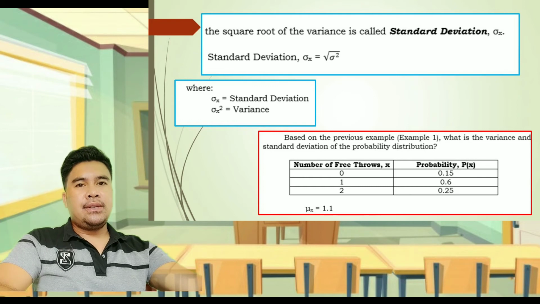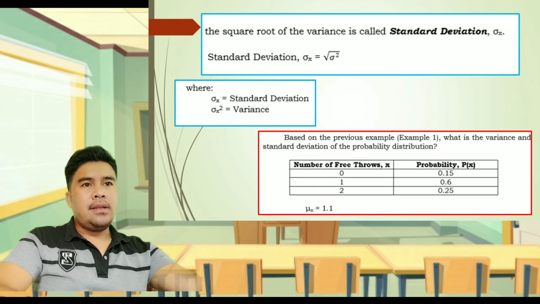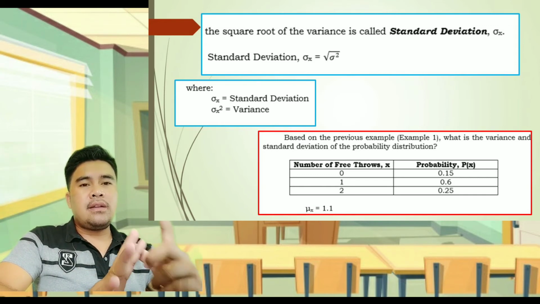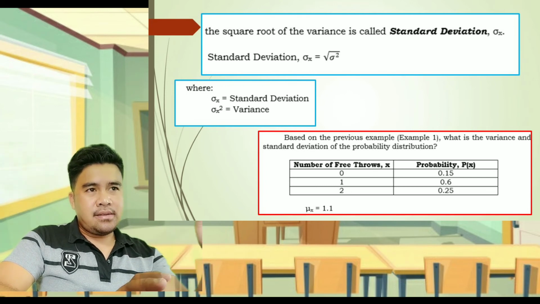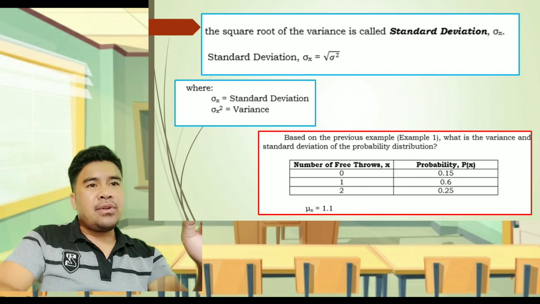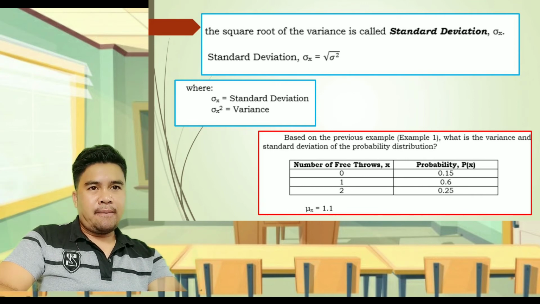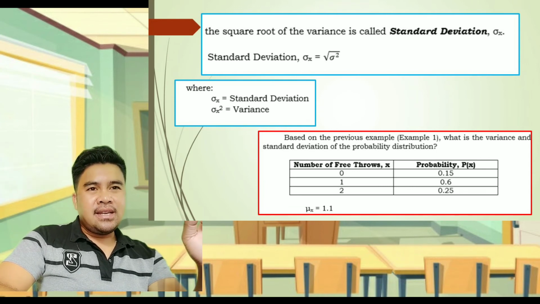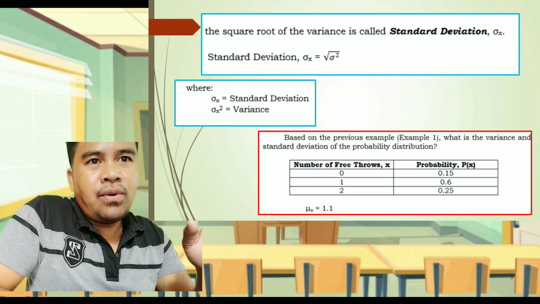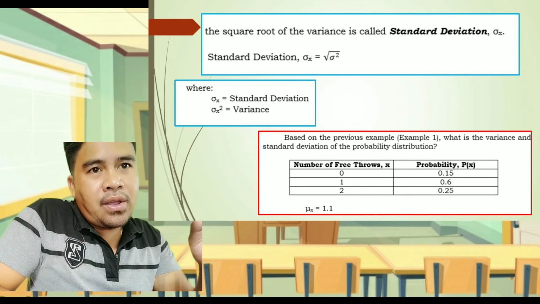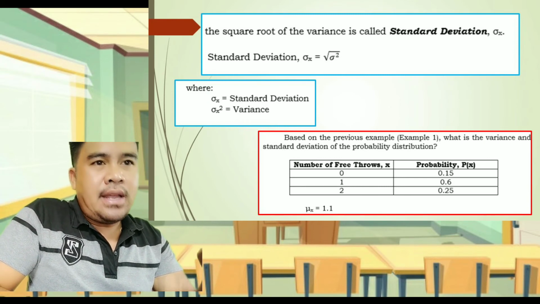Okay, so here we go. Also, the square root of the variance is called the standard deviation. So just take the square root of your final answer. The standard deviation, sigma sub x, equals the square root of sigma squared sub x, where sigma sub x is the standard deviation and sigma squared sub x is the variance.